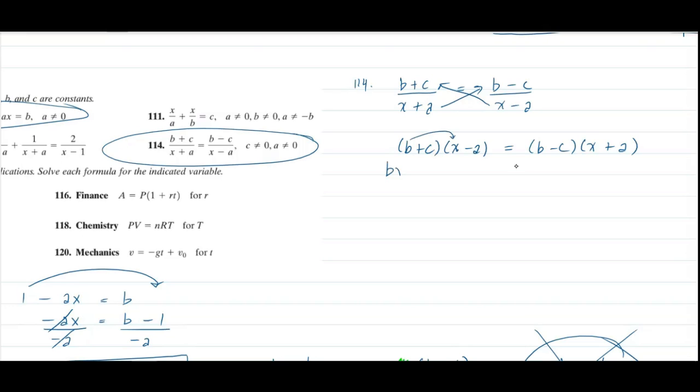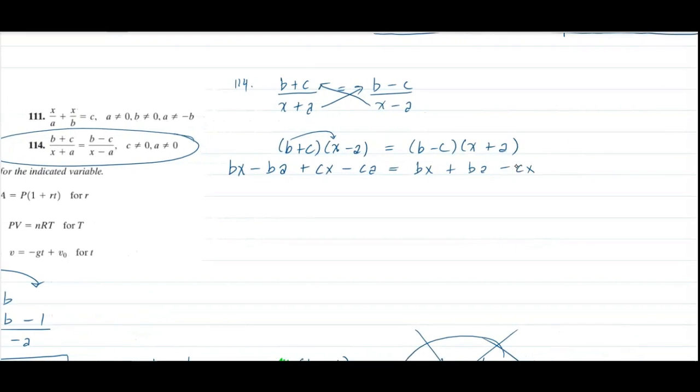B times x is bx. B times negative a is negative ba, or you can call it ab because that's more appropriate, it's alphabetical. C times x is cx. And then c times negative a is negative ca. So all of that is the left side of this equation. Now do the same exact process with the right side of the equation. On the right side, you end up with bx, a little quicker now, plus ba minus cx minus ca. All right?